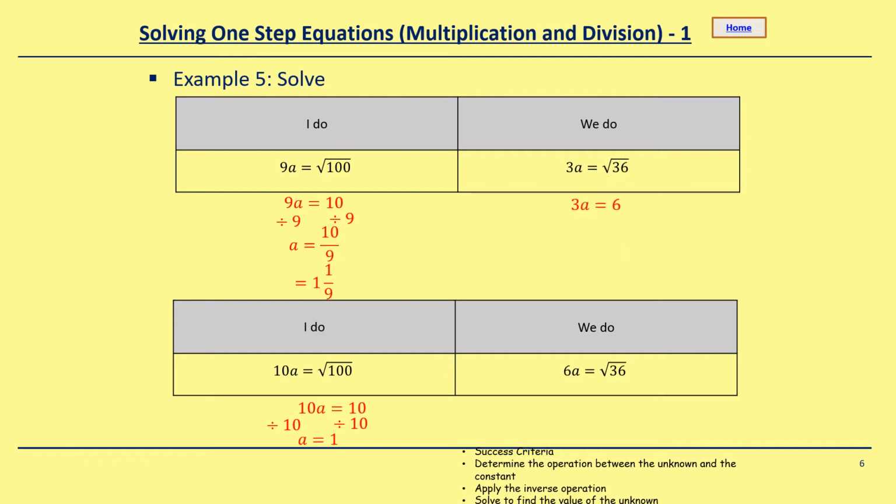You should have got 3A equals 6. Divide both sides by 3 and A equals 2. And on the second we do 6A equals 6, so therefore A equals 1.